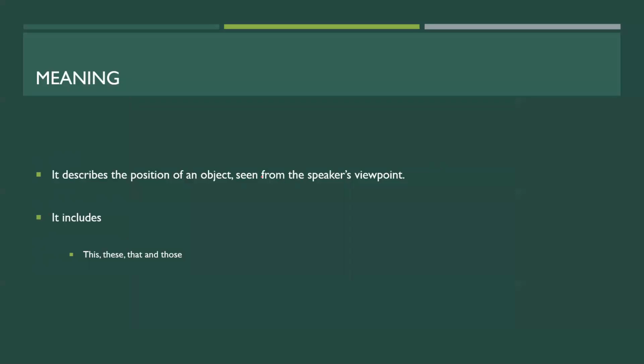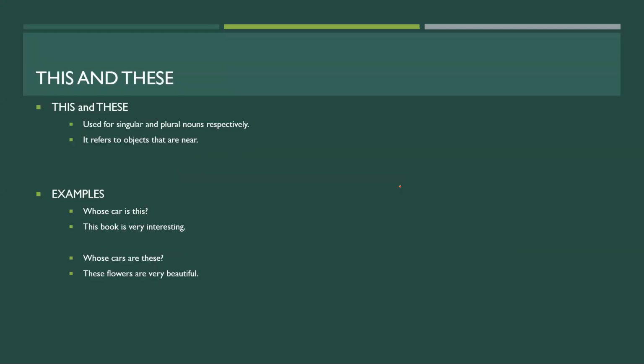Demonstratives describe the position of an object as seen from the speaker's viewpoint, how far the object is. First are this and these, used for singular and plural nouns respectively. This we use for a singular noun and these we use for plural nouns.